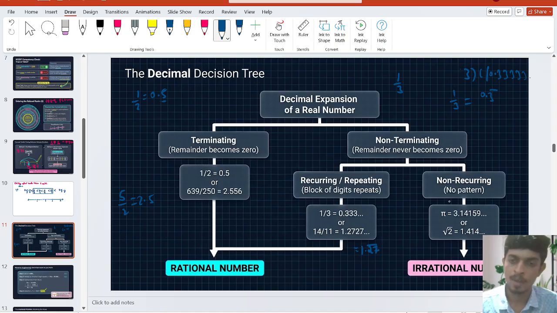And non-recurring means no pattern. We cannot use the bar format, like pi is equal to 3.14159 and so on. It cannot be written in bar format. Root 2 is equal to 1.414. We always use an approximate value of the irrational number in calculations. I hope it is clear to you.